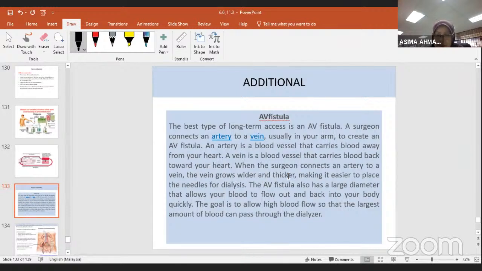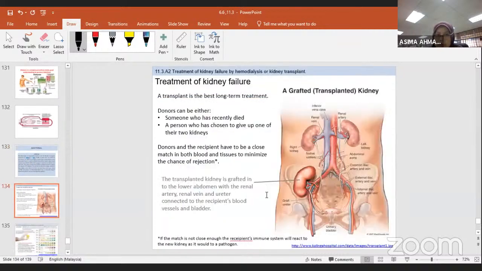They combine characteristics, as we said earlier, making it easier to place the needles for dialysis. The AV fistula also has a large diameter that allows your blood to flow out and back into your body quickly. The goal is to allow high blood flow so that the largest amount of blood can pass through the dialyzer. This is also additional, so that you can better understand.